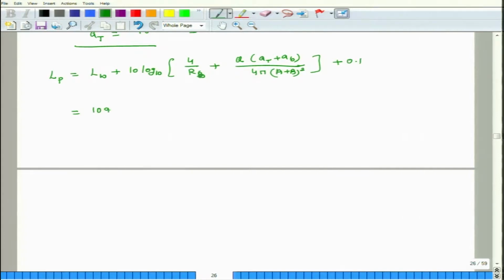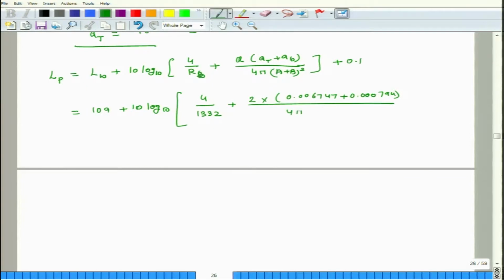So, this equals LW, which is 109 watt decibels, plus 10 log of 10 times [4 divided by 1332 square meters, that is the room constant with the barrier, plus directivity factor 2 times (AT, 0.006747 plus 0.000794) divided by 4 pi times (1.803 plus 2.5) square], plus 0.1.